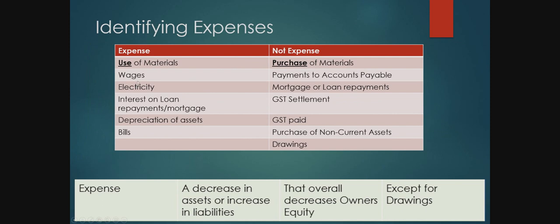And here are some expenses. We've got wages, electricity, interest on loan repayments or mortgages, depreciation of assets and bills. What are not expenses? The purchase of materials, payments to accounts payable, mortgage or loan repayments, GST settlement, GST paid, purchase of non-current assets, and drawings. Why aren't they included? It's because they fail the second part of the requirement. They don't overall decrease owner's equity.